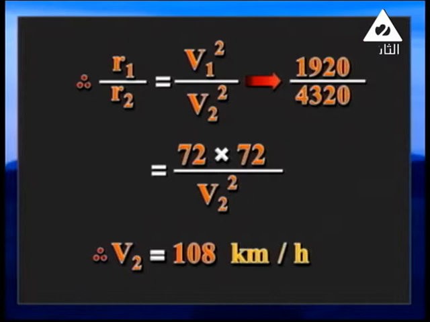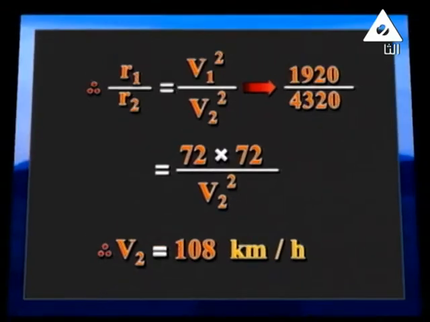In this case, we use the relation R1 over R2 equals V1 square over V2 square, because from the given, the resistance is proportional to the square of the velocity of the train. Another example.